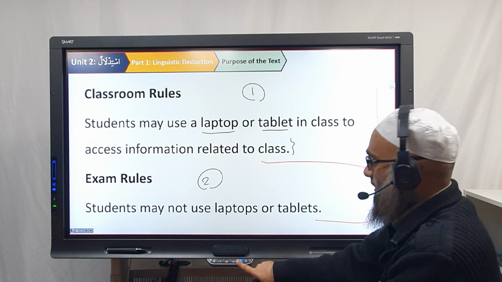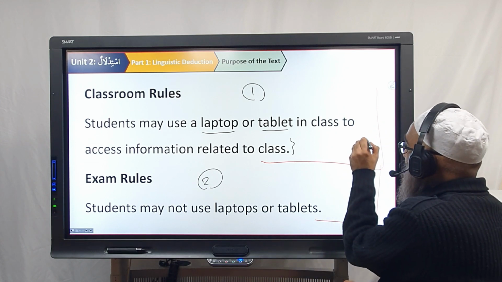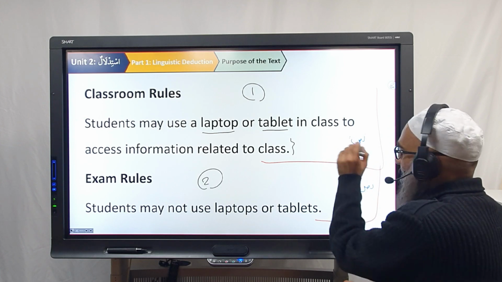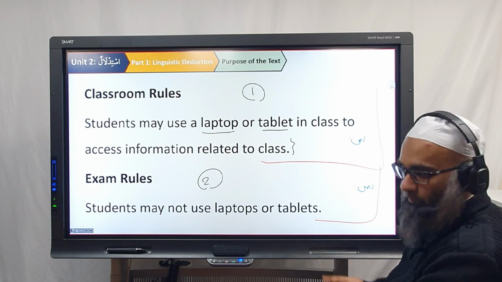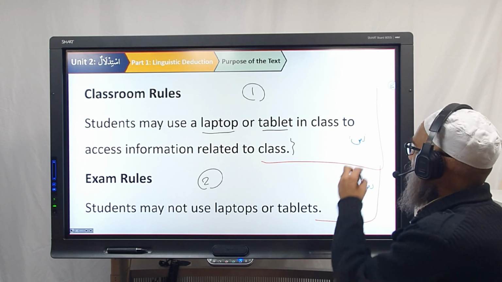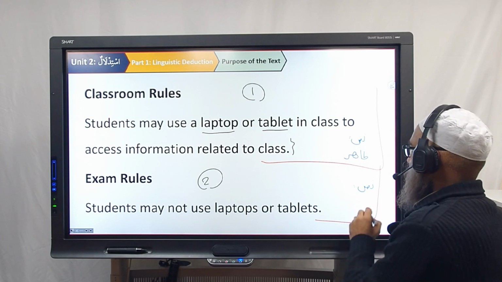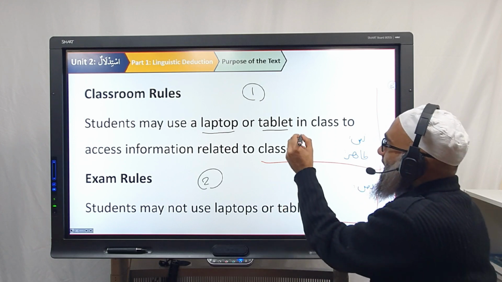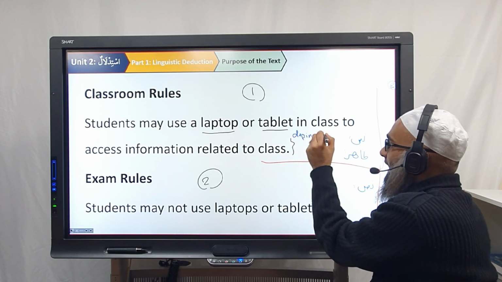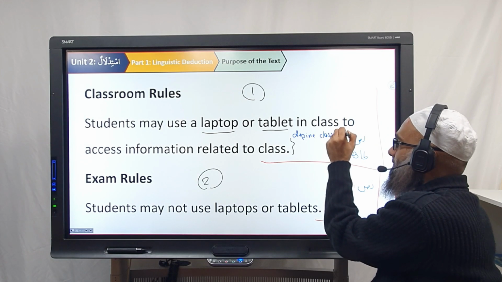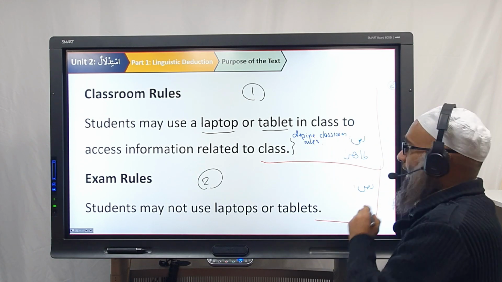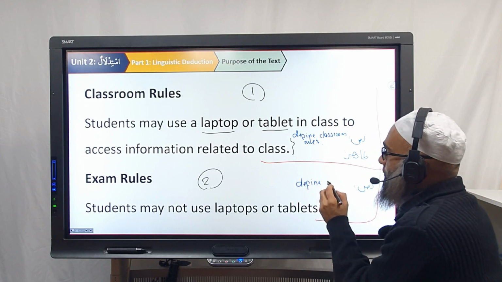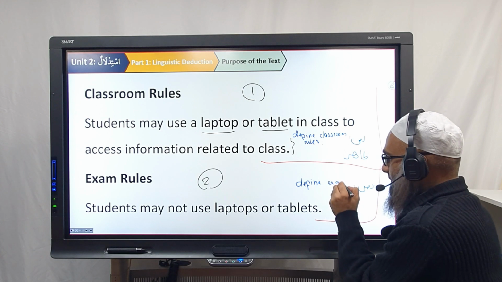Let me ask a question. What is the nas of this text? What is the nas of this text? Why has this website page been brought to show what? We see the top page, the top text. The purpose of this is to define classroom rules. Yes? Does that make sense? And the bottom nas, what's the nas of the bottom one? To define which rules? Exam conditions. Are you following?